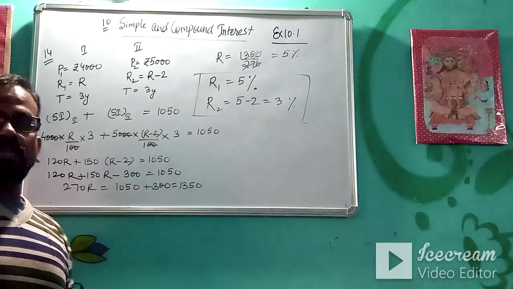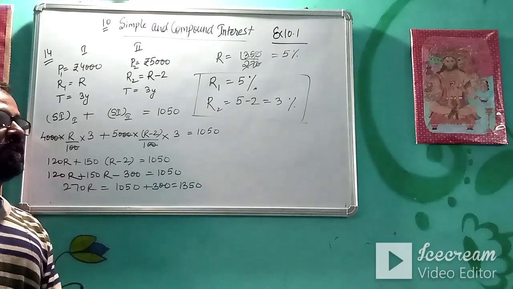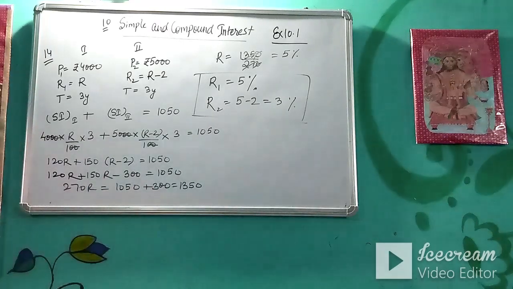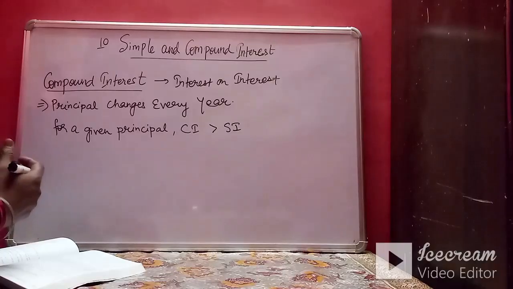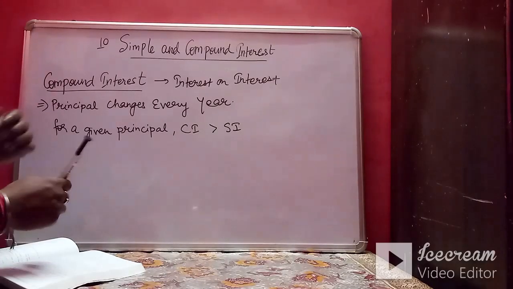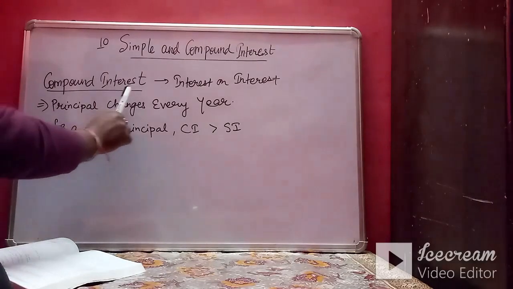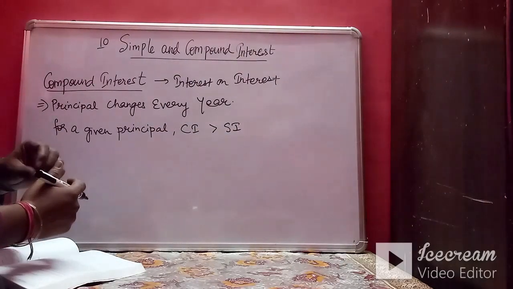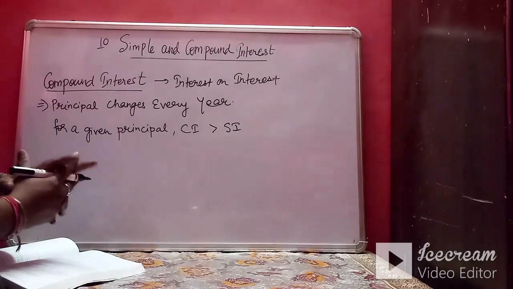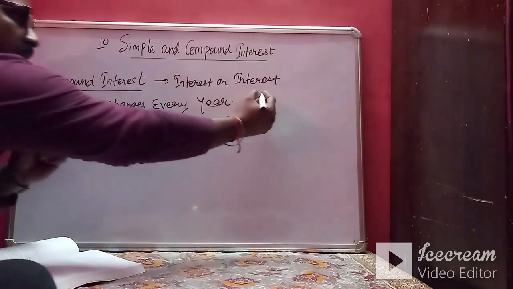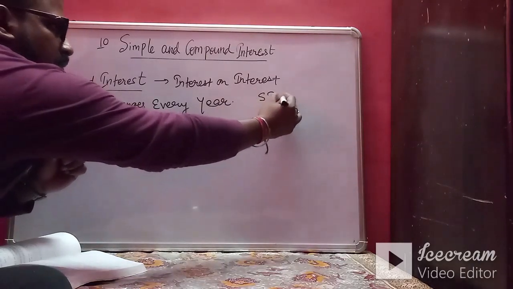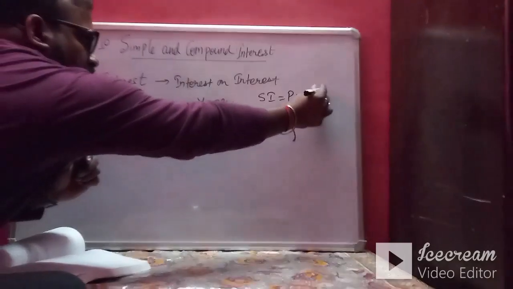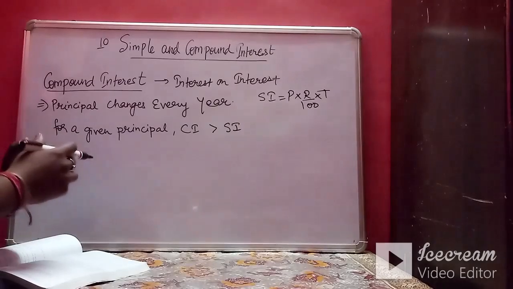Okay, so this is the end of this exercise 10.1. Now we will discuss compound interest. So what is compound interest? Compound interest is basically interest on interest. In simple interest we have studied the formula, that is simple interest was P into R upon 100 into T. So this was the formula that we have studied.